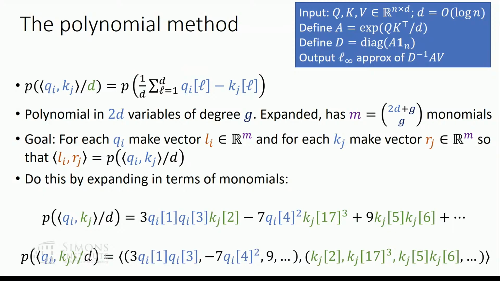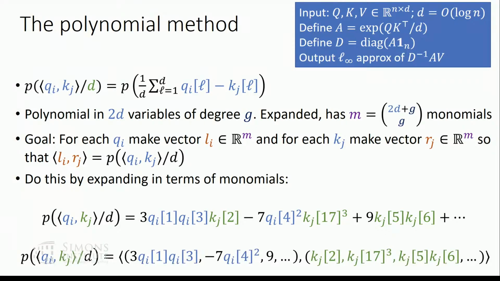So these two vectors evaluate the polynomial, but importantly, the first one depends only on Qi, and the second vector depends only on Kj. So these are exactly the Li and Rj vectors that we needed. Each entry can be computed very quickly. You just multiply together some entries of the Q and the K vectors, and the length is the number of monomials in the polynomial, which is this binomial coefficient. That's how we make these matrices, L and R.